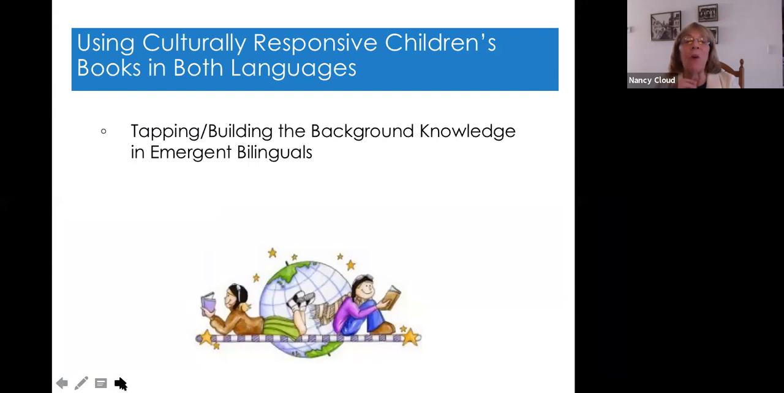So I'm going to move on to thinking about using culturally responsive children's books in both languages. And why do we want to do that? Well, we would like to tap the background knowledge that some of our students bring to us. They have experience that the book represents. And if we use that book, it's going to feel really familiar to them. They have a lot of knowledge to support literacy and reading comprehension. And for the kids who don't have that background knowledge, they will get it if we use that book, okay?